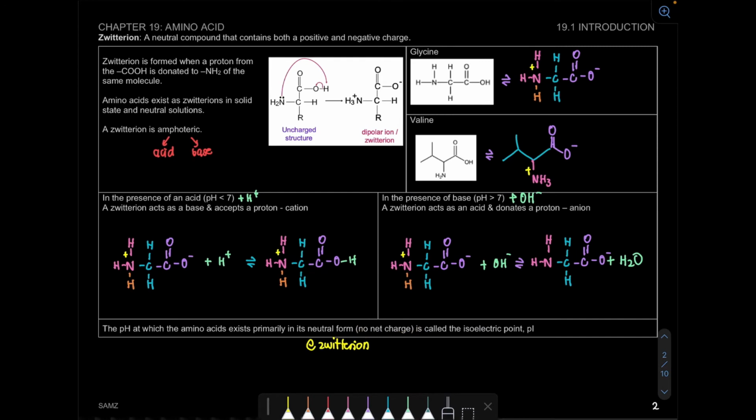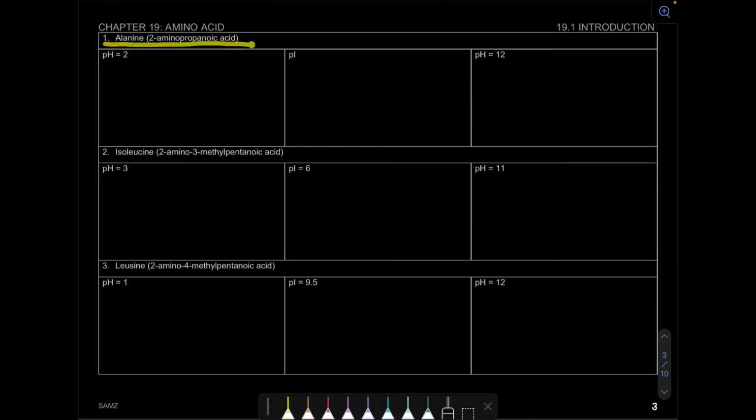Okay, no net charge ni maknanya charge dia is equal to 0. So kita tengok Zwitterion ni positif dengan negatif 1 kan, so jadi 0 lah. Cation ni charge dia positif 1, anion charge dia negatif 1. Tapi kalau Zwitterion dia punya overall charge dia adalah 0. So the pH at which the amino acid exists as Zwitterion is what we call isoelectric point ataupun PI. So kita senang tengok example lah dekat sini.